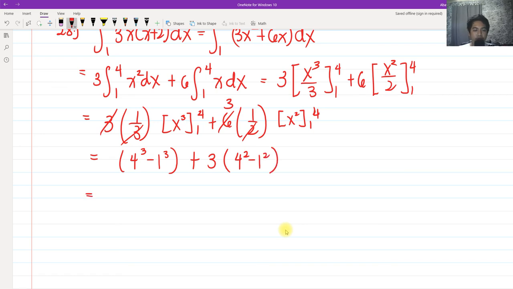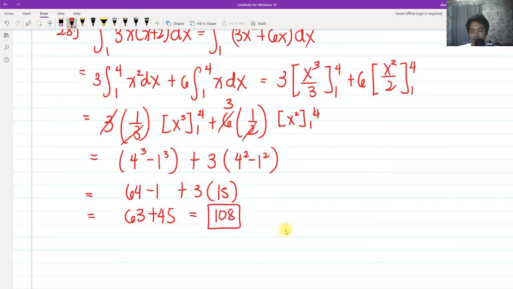4 cubed, 4 times 4, 16 times 4, 64 minus 1, plus we have 3 times 4 squared is 16, minus 1 squared is 15. Okay? So we have 63 plus 45, because 3 times 15 is 45. So we have 108. Okay? So 108 as our answer here.